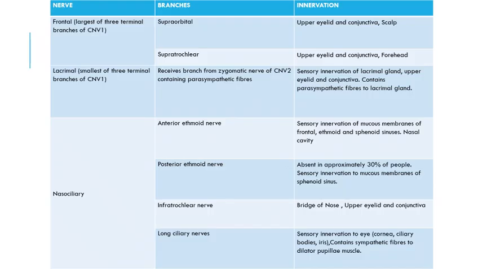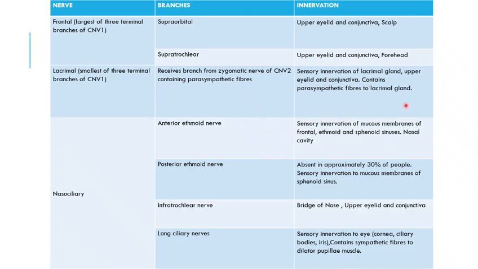Now, branches of the ophthalmic: frontal, lacrimal, and nasociliary. Frontal is the largest of the three branches. It divides into supraorbital and supratrochlear. That gives supply to the upper eyelid and conjunctiva. And supraorbital gives innervation to the scalp, and supratrochlear gives innervation to the forehead. Now, lacrimal is the smallest of the three branches. This is a branch from the zygomatic nerve of cranial nerve V2, containing parasympathetic fibers, and it gives sensory innervation to the lacrimal gland, upper eyelid, and conjunctiva. It contains parasympathetic fibers to the lacrimal gland.